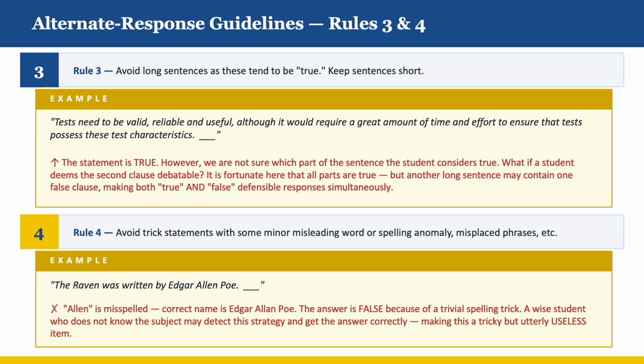The correct spelling is Alan, not Allen. Now, this might seem like a fun trick, but think about it. A student who knows literature perfectly well might mark this true without noticing the spelling. And a student who doesn't know anything about poetry but happens to notice the misspelling would mark it false and get it right. So, that's backwards. The item now rewards careless detail spotting, not subject knowledge. That makes a useless item.